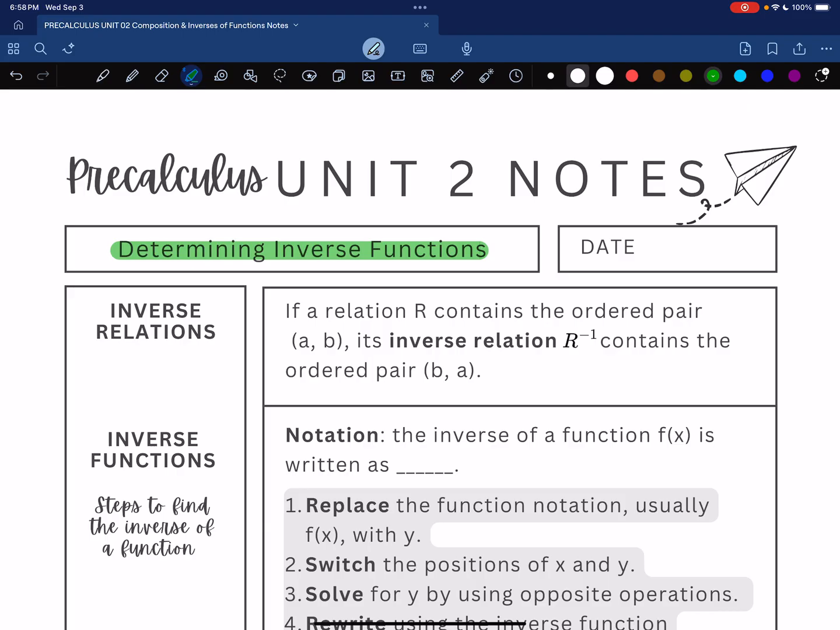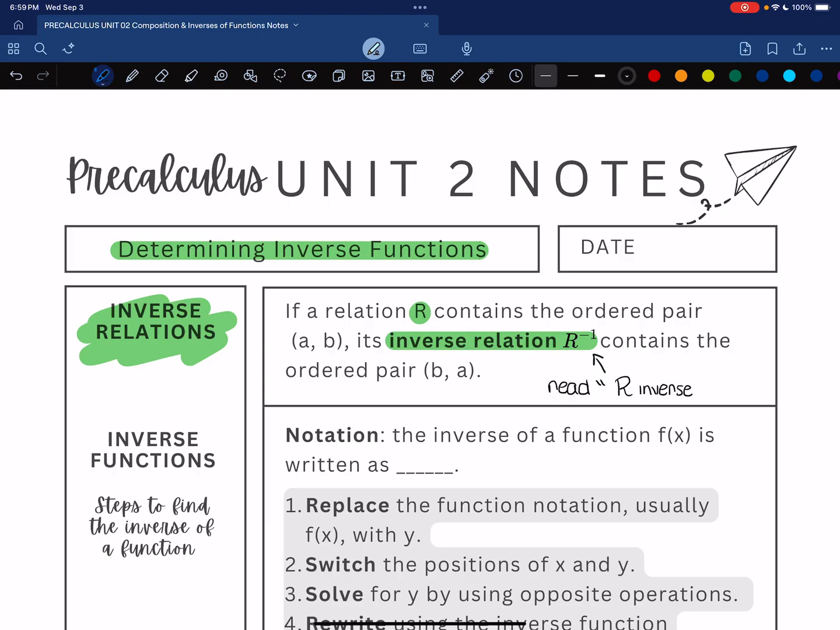Let's recall that for an inverse relation, if relation, and call it R, contains the ordered pair AB, then the inverse relation would be denoted like you see here with this little -1 as like the exponent, but you would read that as R inverse. And it would contain the ordered pair BA.